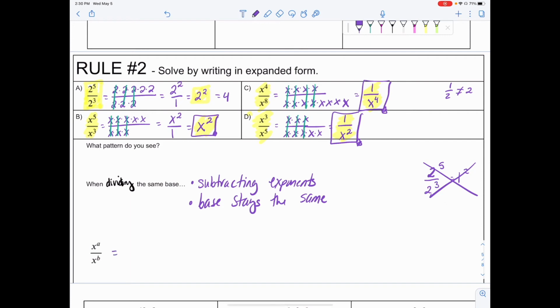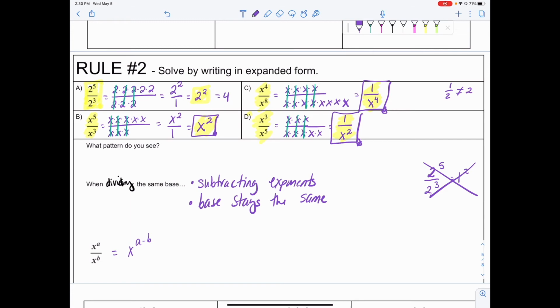So for our rule, if we were going to write that, we could write x raised to the power of a minus b, because we're subtracting the exponents. However, x didn't always end up in the numerator. Sometimes x was in the denominator. So we took a few minutes to look at when our x would end up in the numerator, and when it would end up in the denominator.